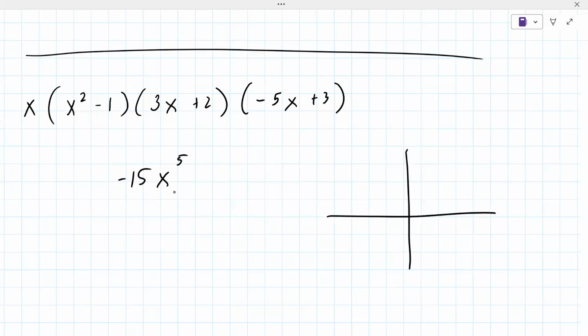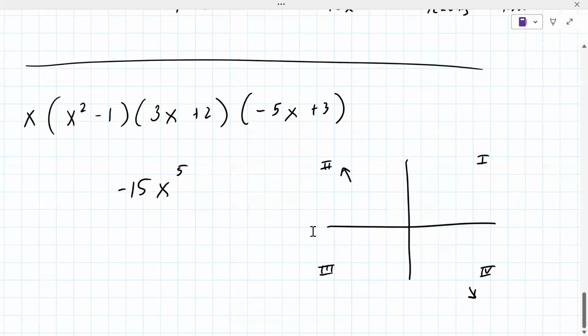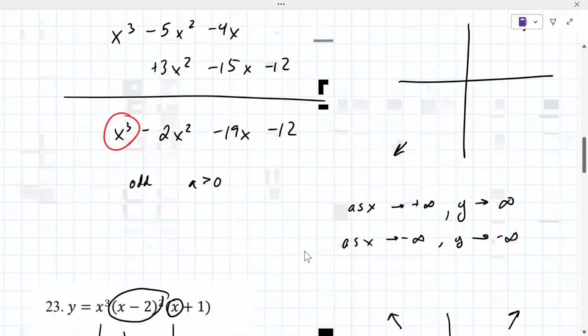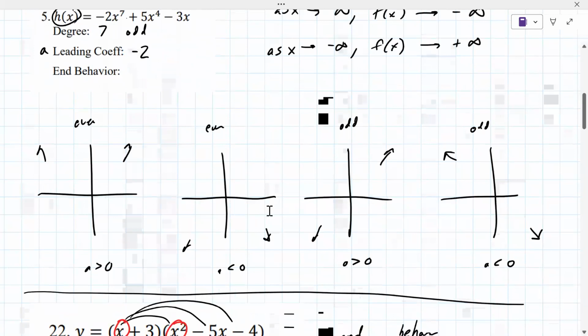Okay, so tell me, what does the graph look like? Are the arrows in quadrant one, two, three, or four? Which quadrant are they in? It's odd, so it would be quadrants 1 and 3 if it was positive, but it's negative, so it goes in these. So what's the most important thing from today? It's knowing these four graphs. 100%.